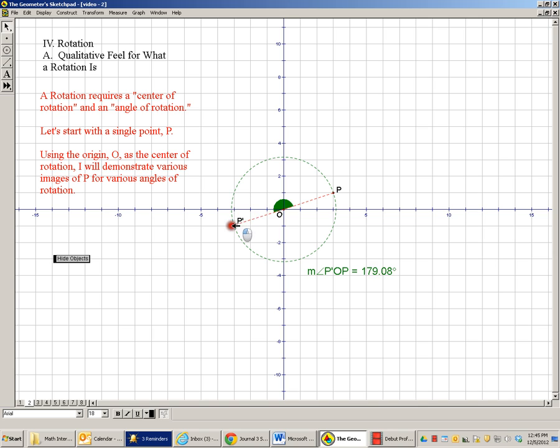This is a positive 180-degree rotation. If I come over here, this is a positive 270-degree rotation. Now I know my measure is saying 90, that's a glitch of Sketchpad, but I rotated P through 270 degrees in the positive direction.